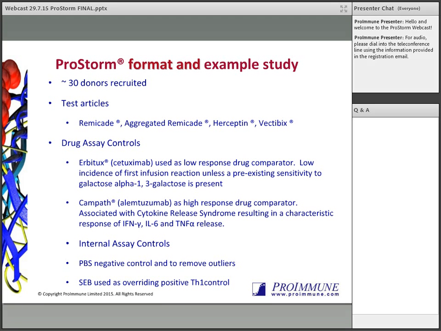And this does have a relatively low incidence of first infusion reactions unless there is a pre-existing sensitivity to a particular sugar residue, which can be the result of a tick bite, but this is quite rare.